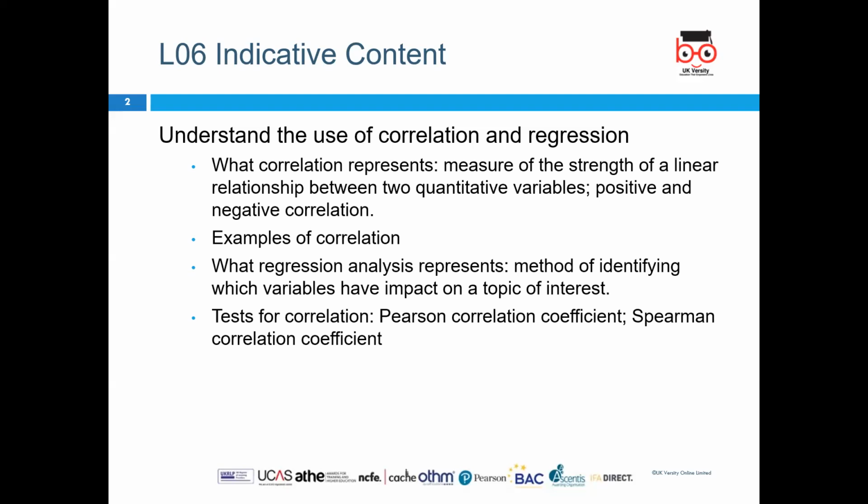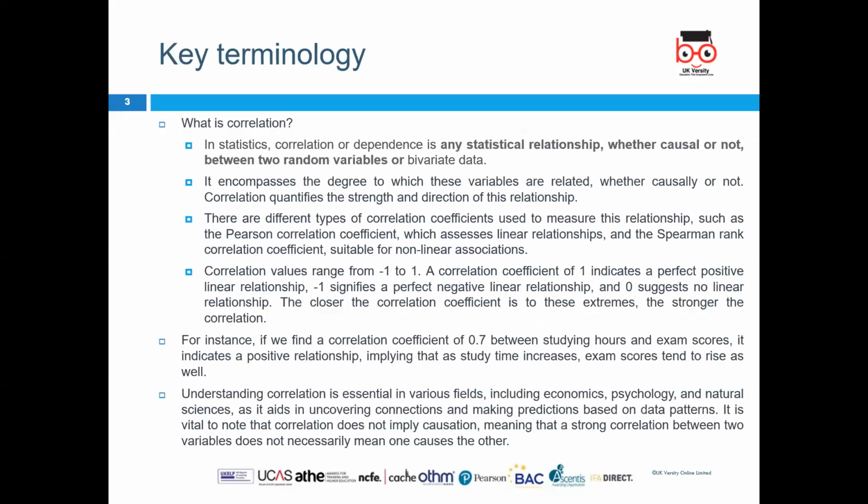Then we will look into what a regression analysis represents. Basically, it is used for investigation of causal relationship. Then we will look into the different tests for correlation, which are the Pearson correlation and Spearman correlation coefficient. So before going into these tests, let's begin with the key terminologies.